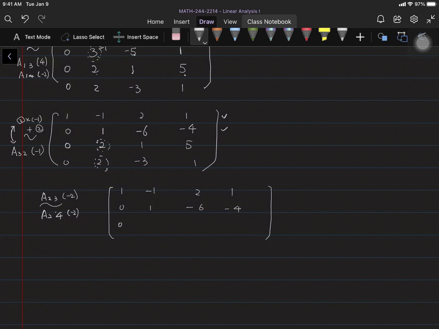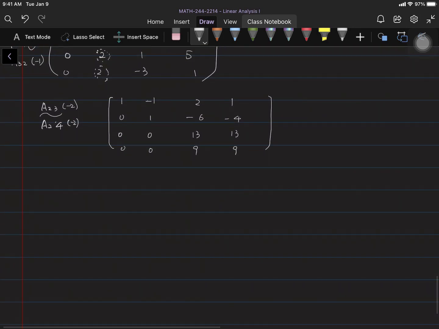So here, let's see, 0, 0. Look at negative 6 times negative 2, positive 12, plus 1, 13. And negative 4 times negative 2, 8, 8 plus 5, 13. Still row 2 times negative 2 added to row 4, so here 0, because we want to make that into 0, right? That's why we times negative 2. And negative 6 times negative 2, 12, 12 minus 3 should be 9. And here times negative 2, so it should be positive 8, plus 1, 9.